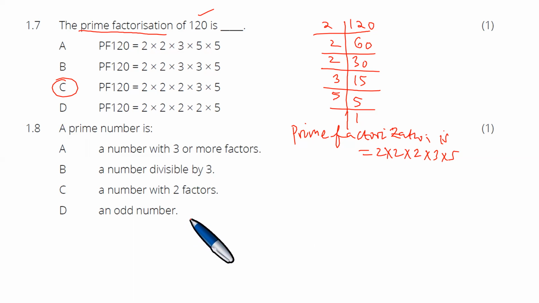Number with 3 or more factors. Okay, right. So that's an interesting one. Anyway, I'm just looking at the options here.